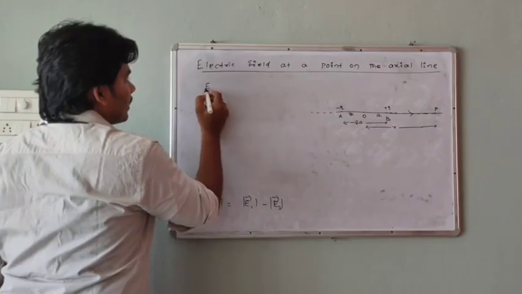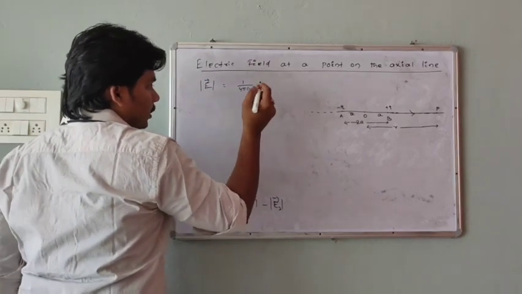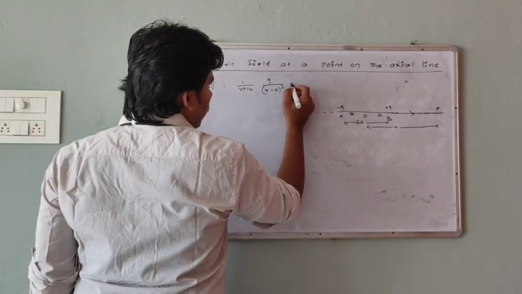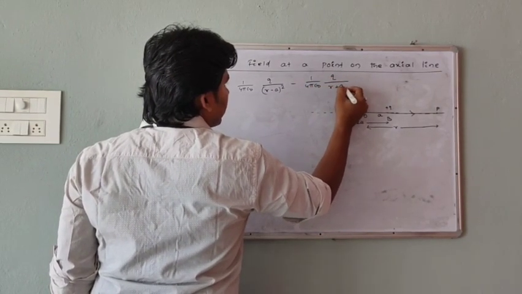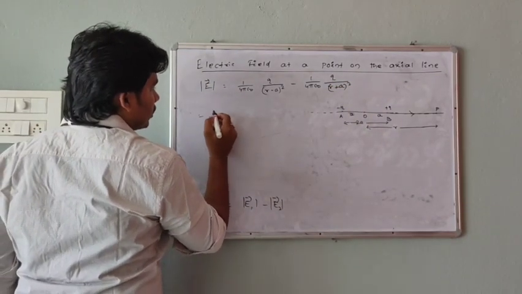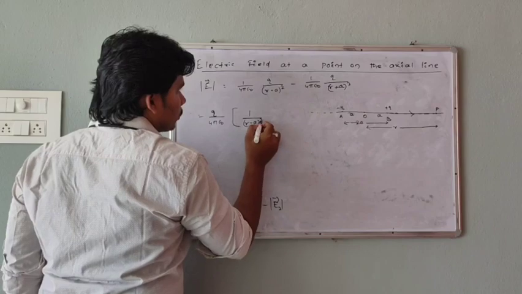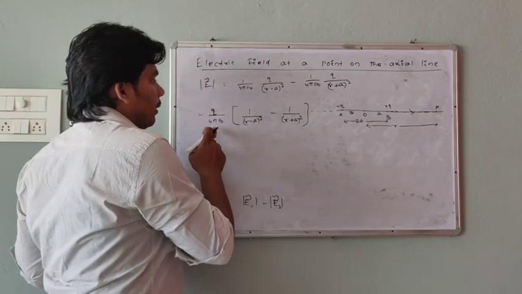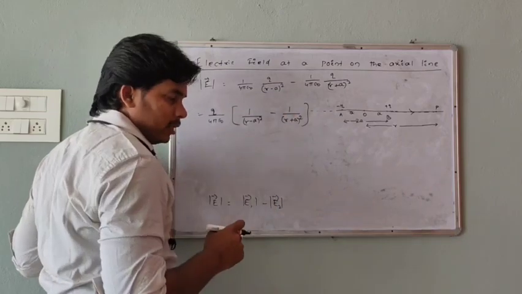The field magnitude E equals 1 by 4 pi epsilon naught, Q by (R minus A) whole square, minus 1 by 4 pi epsilon naught, Q by (R plus A) whole square. Taking Q by 4 pi epsilon naught as common, this will be 1 by (R minus A) whole square minus 1 by (R plus A) whole square.